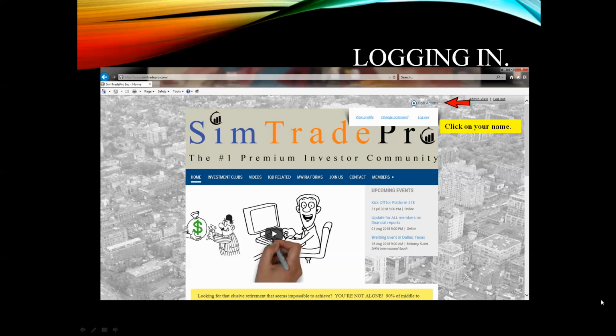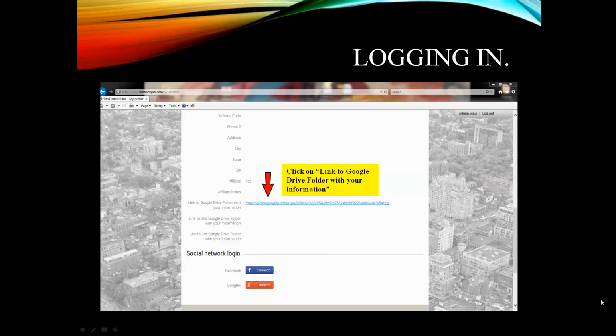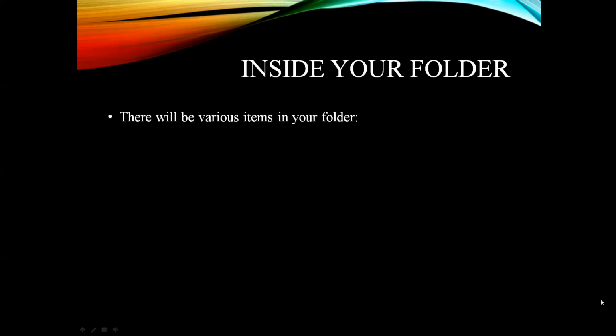Once you get that all done, you'll click on your name. In this particular case, I'm using mine, and you'll see the View Profile. You will click on the View Profile. In there at the bottom of that particular page, you will see a link to the Google Drive folder for your information. Now there are 3 of those on there because some people participate in multiple groups. When you click on that, there's where you'll get your information.